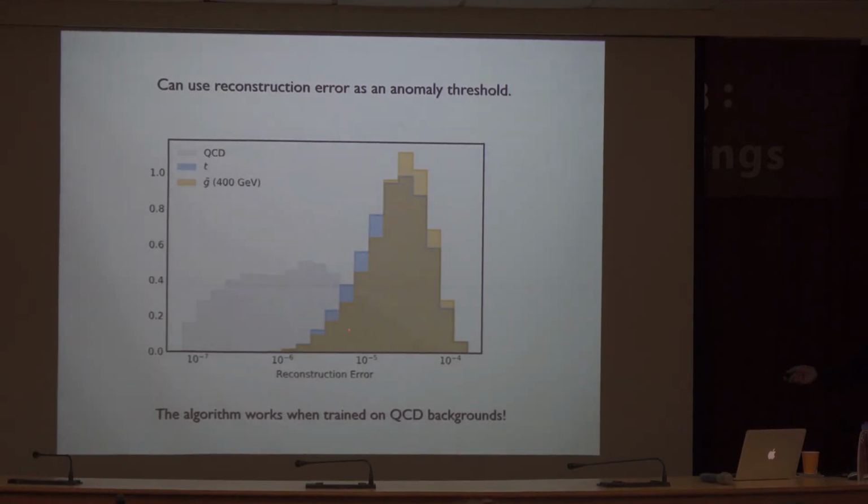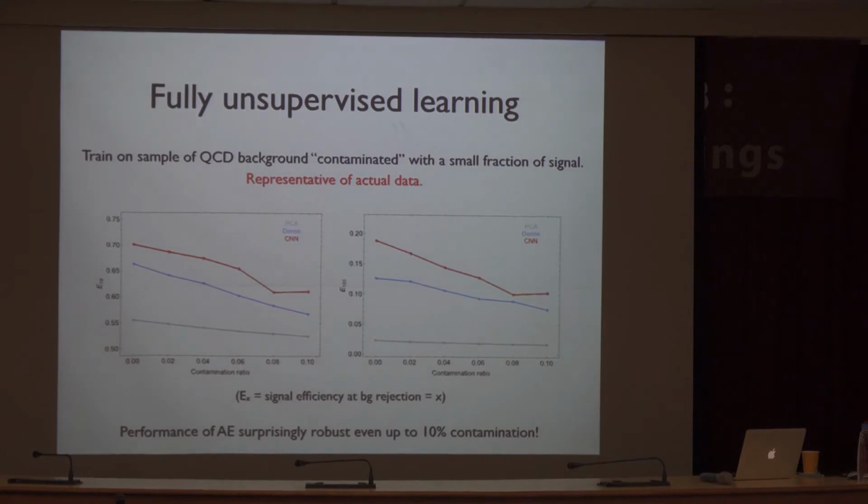Okay, if we just imagine cutting here, we could remove a lot of the QCD background and be left with just the signal. And the important thing is here we didn't tell it what signal to look for. We just trained it on the backgrounds only. So in principle, this could discover many signals and unexpected ones. Okay, so that's if you train it directly on the background.